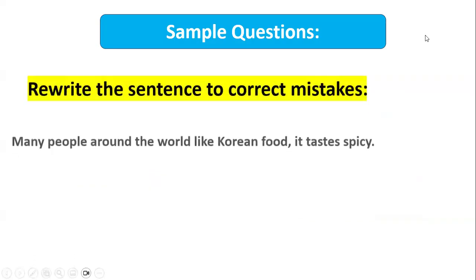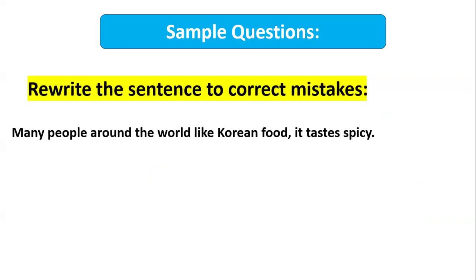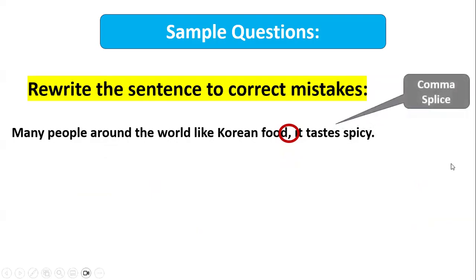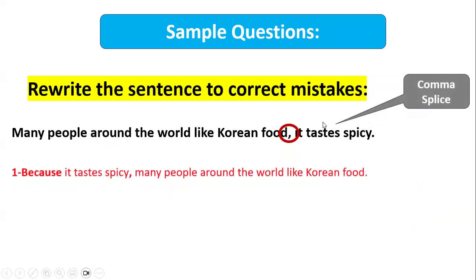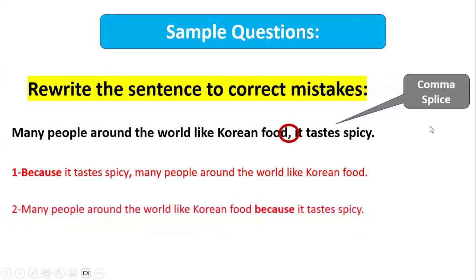Okay, another one. Many people around the world like Korean food. It tastes spicy. There's a comma splice here. I feel there is some sort of a relationship. You can see that it's because it tastes spicy. Many people around the world like Korean food, because it tastes spicy. I use because in the middle, so that's why I'm ending this sentence with a comma and continuing with the other part. But if I put because in the middle, it will have no comma: Many people around the world like Korean food because it tastes spicy.